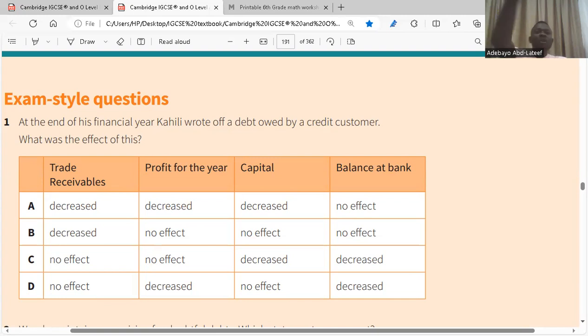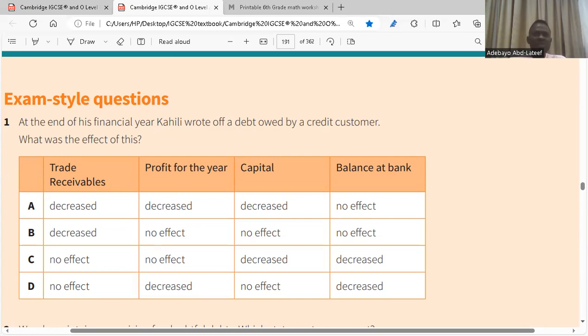Because some of your customers are not paying, the value of your debtors would have reduced. It will decrease. And your profit for the year, because it's part of your expenses, will decrease. That means it's A. Decrease.